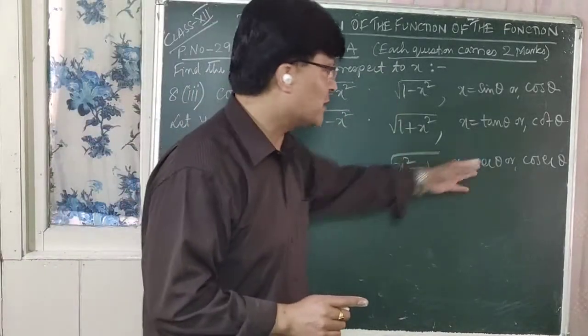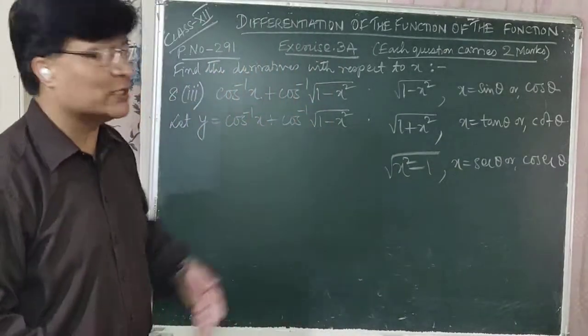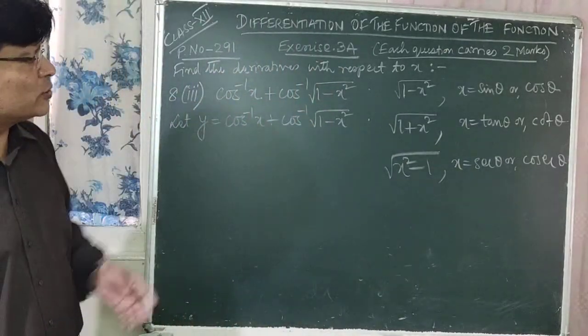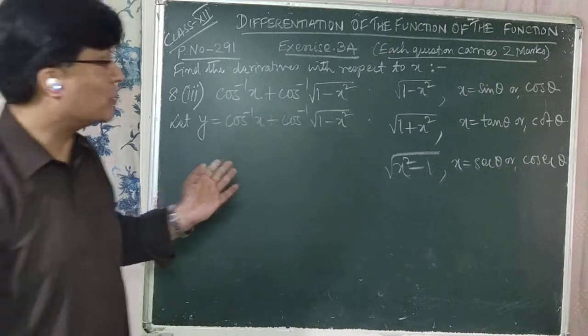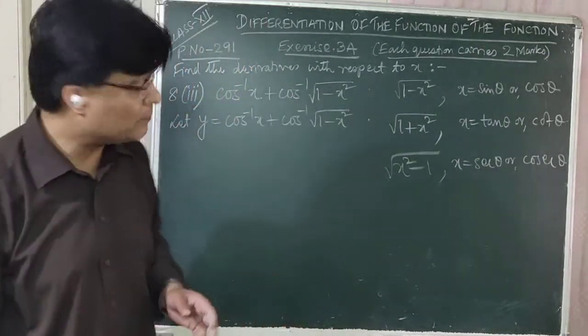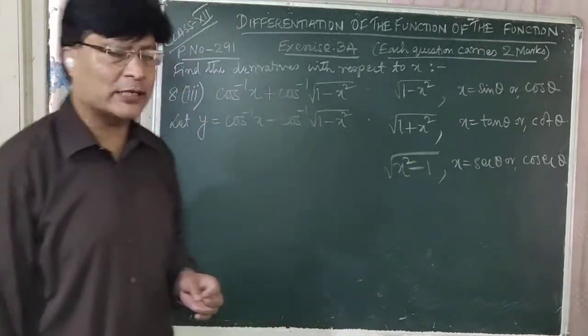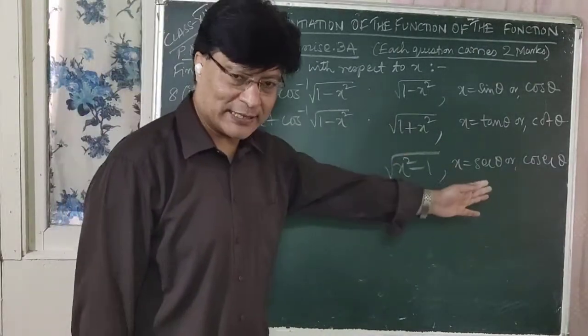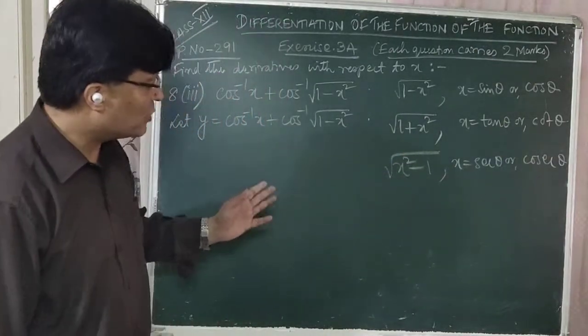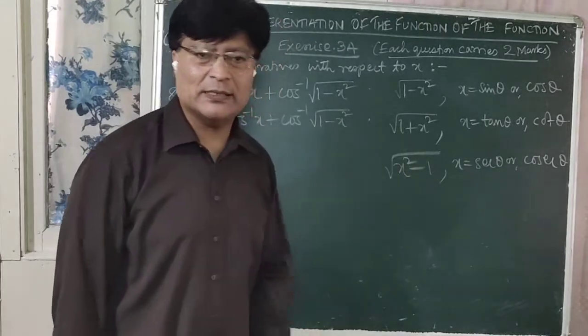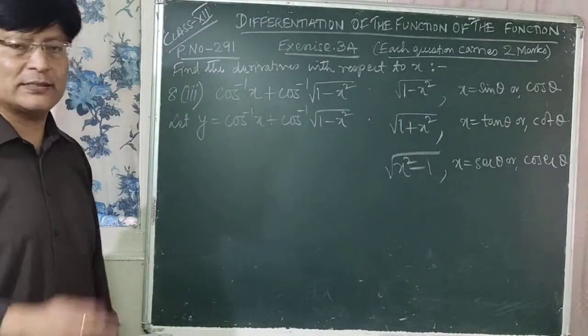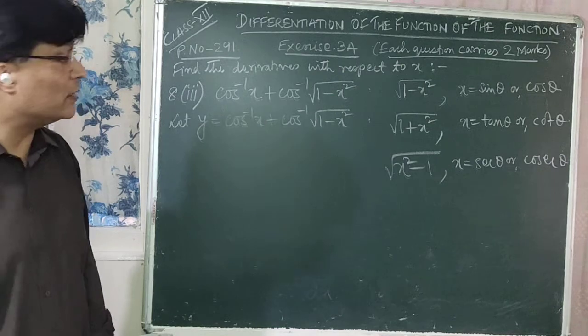So you should know this method also. Sometimes we may use this method also. Okay? If there is root over 1 minus x squared, you put either x is equal to sin theta or cos theta. If it is root under 1 plus x squared, you put either x is equal to tan theta or cot theta. If it is root over x squared minus 1, you put either x is equal to sec theta or cosec theta. So is that clear now?